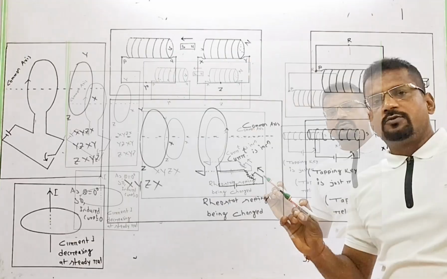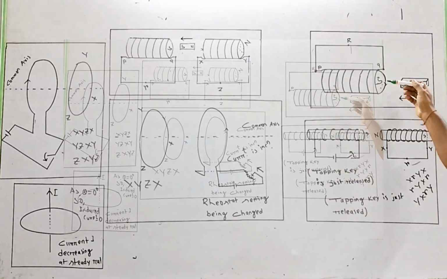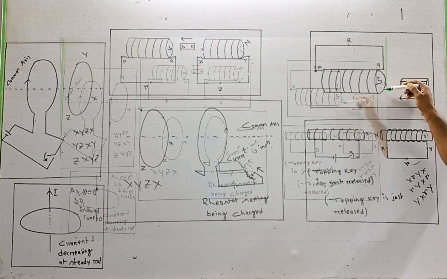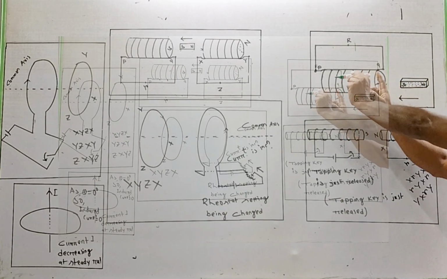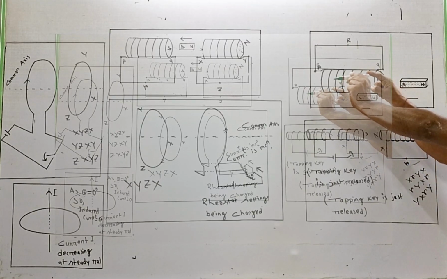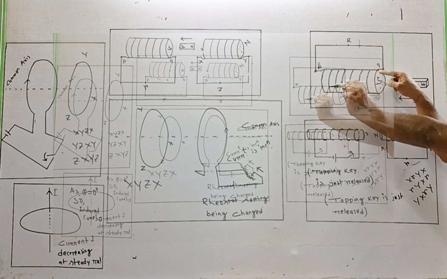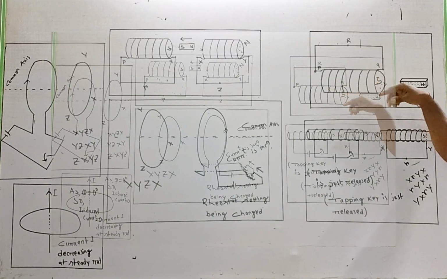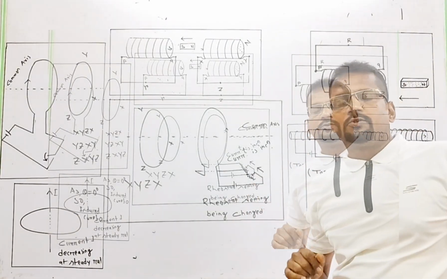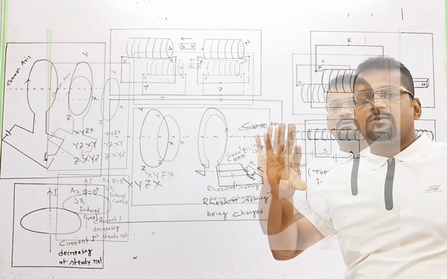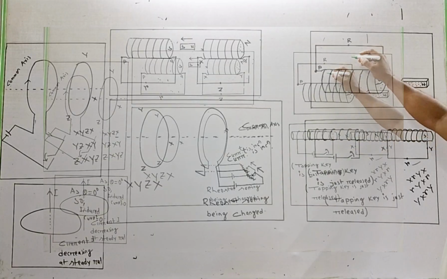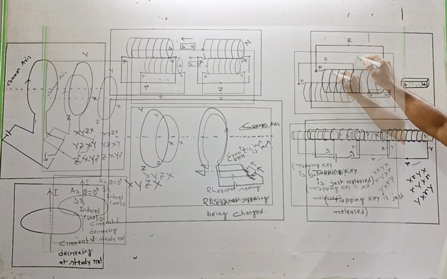It is also known to you that in a coil, if this face is south pole, then the direction of current in the coil is clockwise. Clockwise direction is this. So in the coil, the direction of current is clockwise. And it is also known to you, if in the coil the direction of current is clockwise, then in the circuit the direction of current is anti-clockwise.